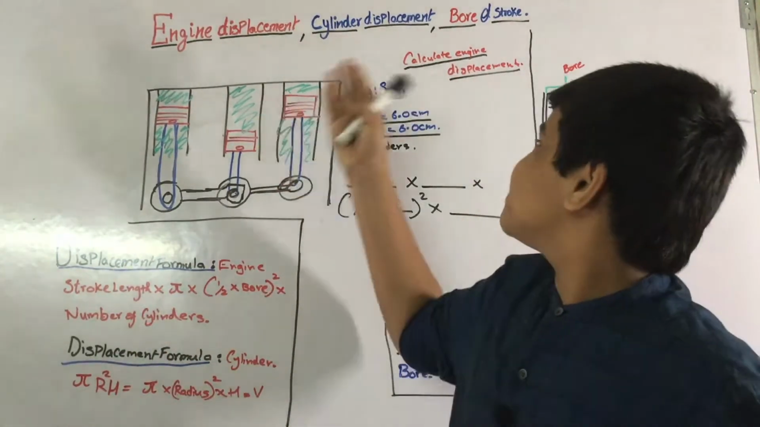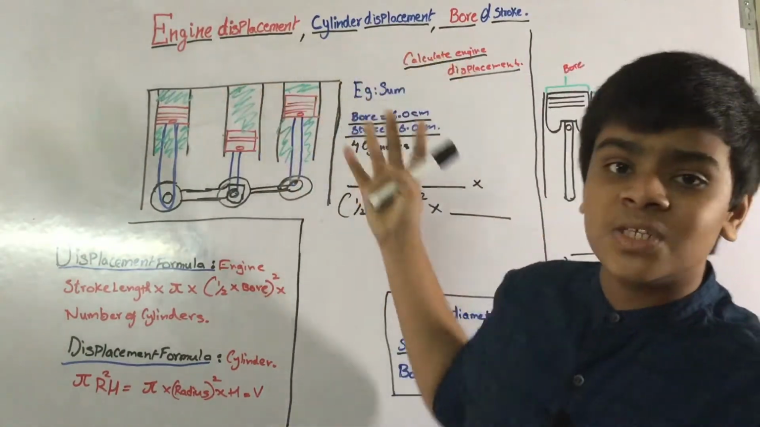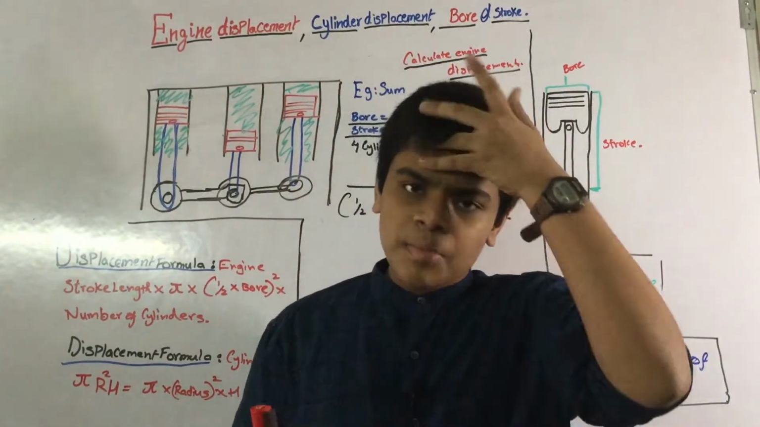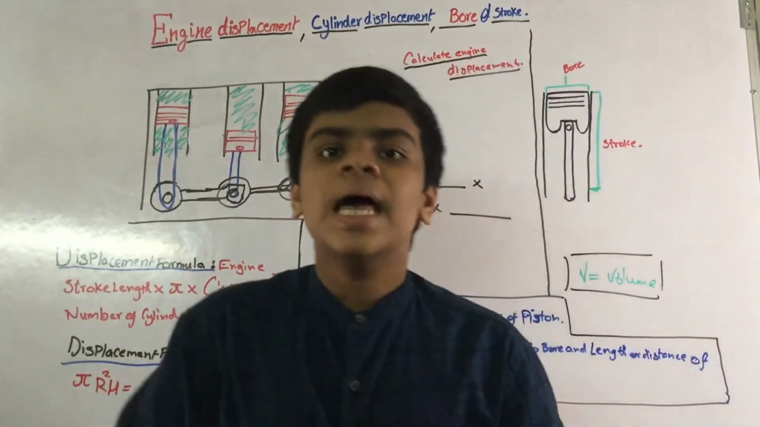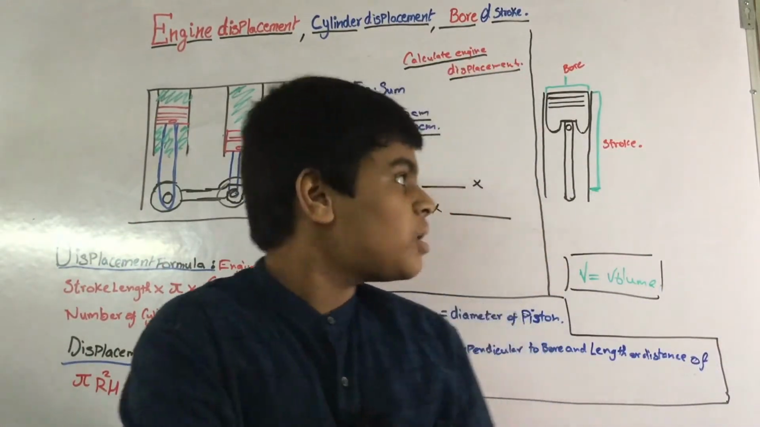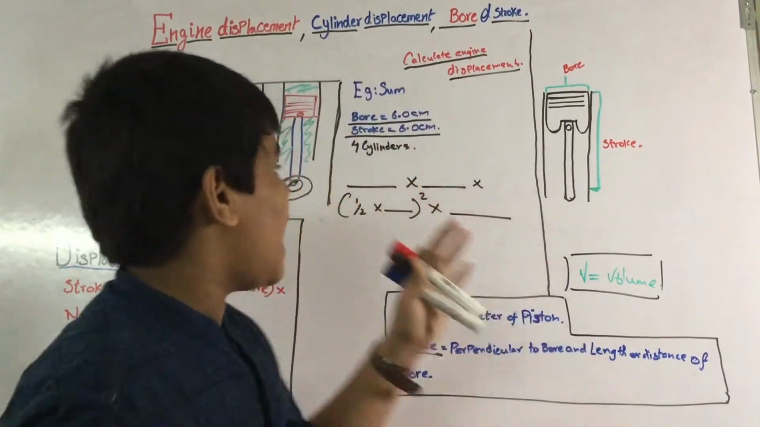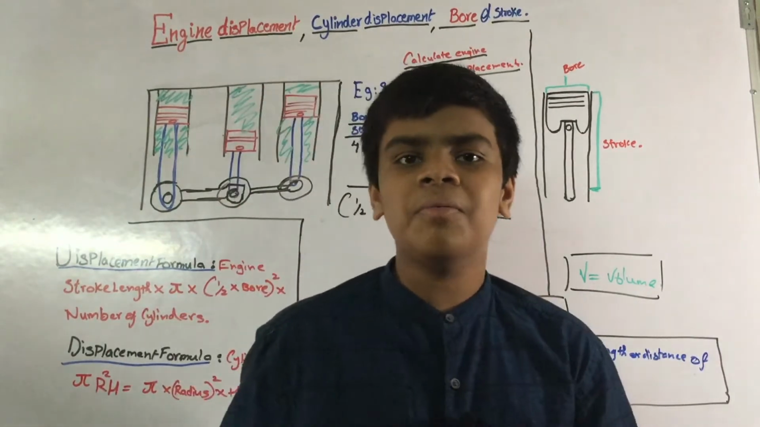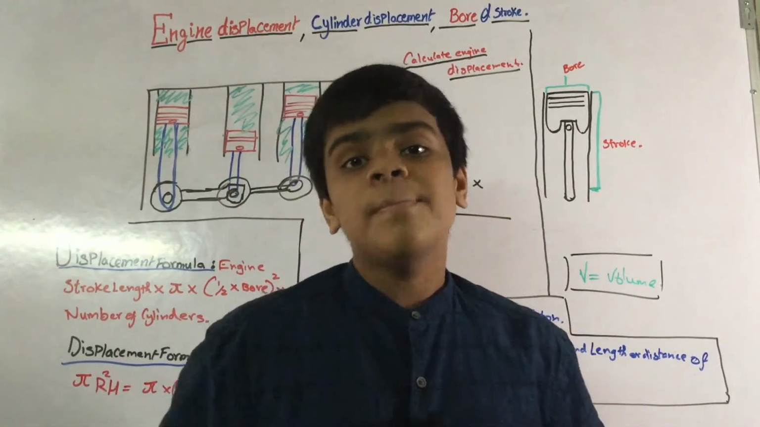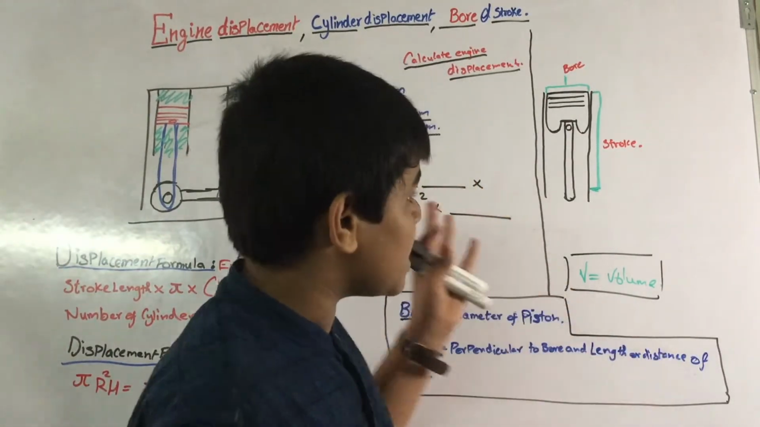So engine displacement, cylinder displacement and bore and stroke, what do you think are these things? These are some of the volume things which we calculate in an engine. So first I'll explain you some things, and to better understand, I am going to make a sum by myself, like create my own sum. This isn't how it will be, but yeah, this is the perfect way to find an answer.